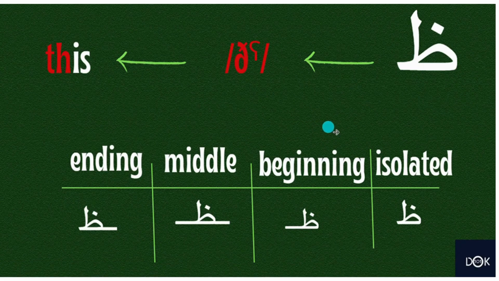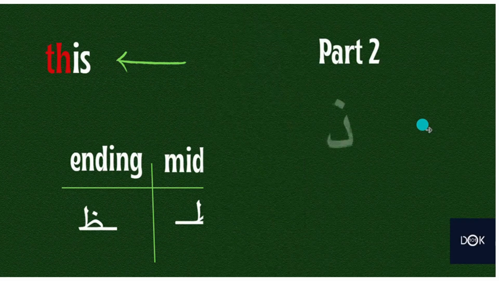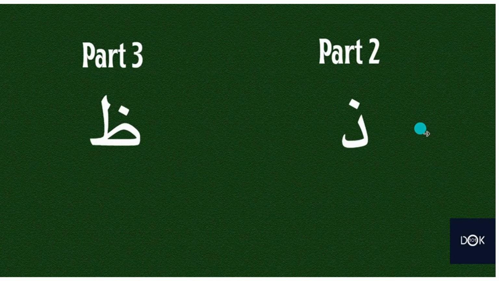Now let's see what happens if we don't pronounce the letter dha with a fuller mouth. If you remember, we learned the letter dhal in part 2. Dhal, dhal. Now, if we don't pronounce the letter dha with a fuller mouth, it becomes the letter dhal.